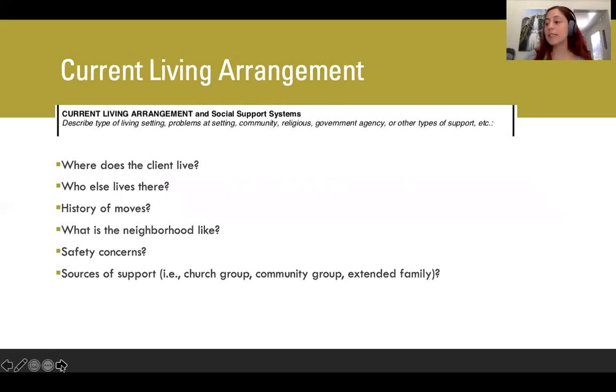All right, next, current living arrangement. This is where do they live now? Who's there? What's the condition of the house? Have they moved a lot? Any safety concerns? This may be one of your first areas where you're screening for possible neglect or abuse. So this is an important one. Again, there's some cues up at the top: living setting, problems at setting, community, religious, government agency, or other types of support, etc. Okay, so at the very minimum, where does the client live and who else lives there?